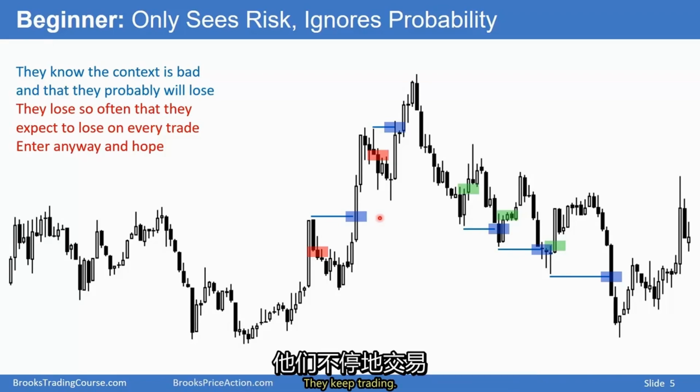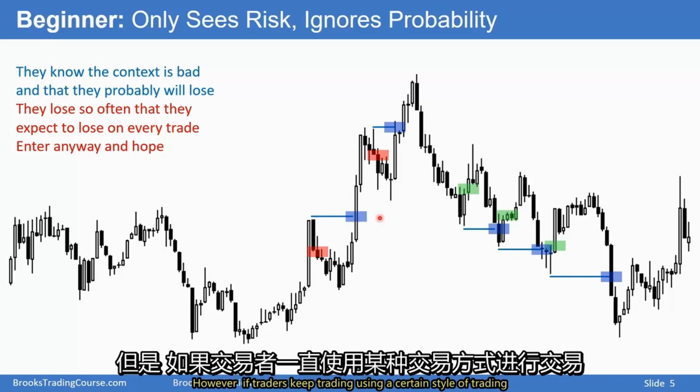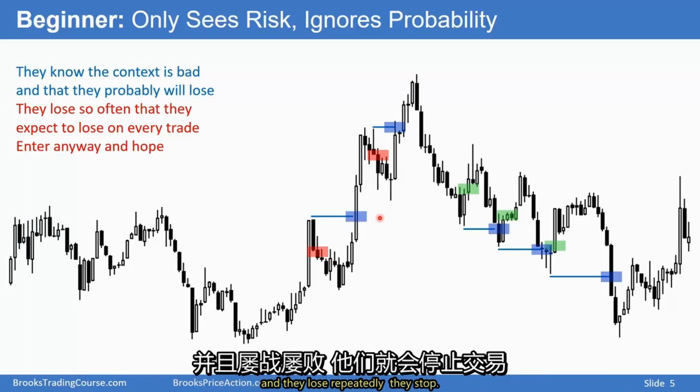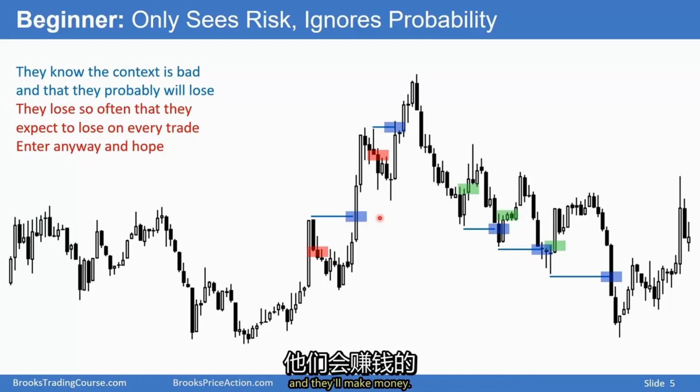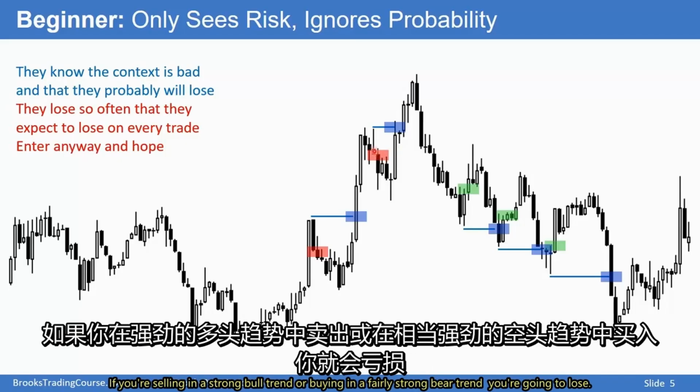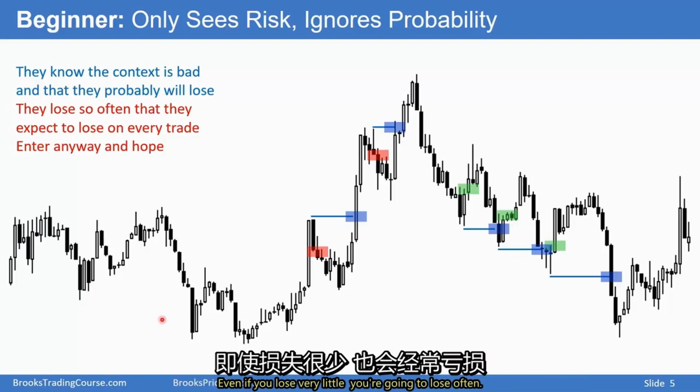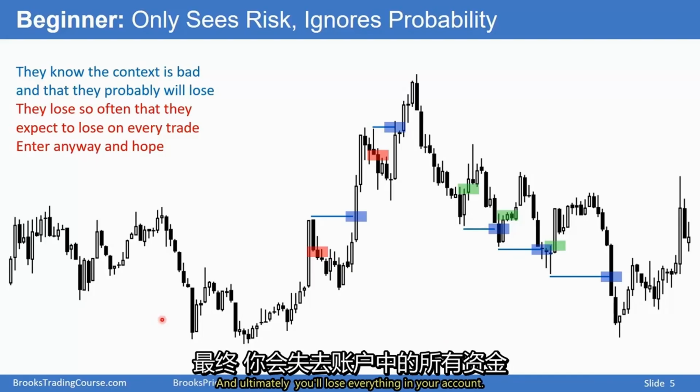They keep trading. However, if traders keep trading using a certain style of trading and they lose repeatedly, they stop. But beginners don't stop. They know that all they have to do is just get a little bit better and they'll make money. But that's not true. Selling in a strong bull trend or buying in a fairly strong bear trend, you're going to lose. Even if you lose very little, you're going to lose often. And ultimately, you'll lose everything in your account.